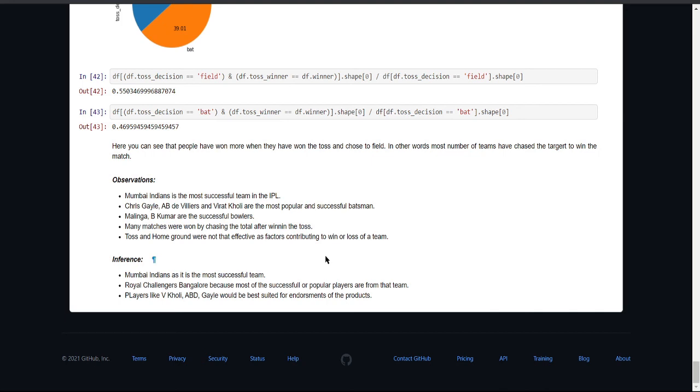Inference can be that the most successful team is Mumbai Indians, so the company can endorse Mumbai Indians to endorse their products. Next up, most of the popular and successful players were of Team Royal Challengers Bangalore, and players like Virat Kohli, ABD, Gayle could be opted to endorse the products of the company.